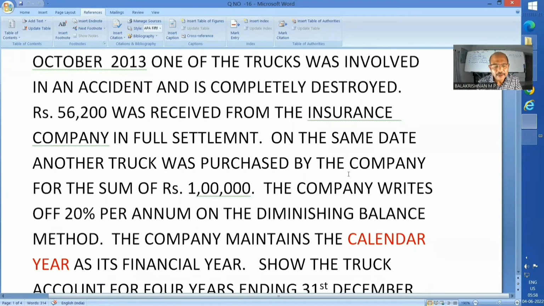Okay. And one of the trucks in the lot of first purchase has been lost by way of an accident or destroyed, and we have made an insurance recovery also. On the same date, one more unit has been purchased. So just jot down all these points so that you feel yourself very comfortable. Okay. Now let me explain to you the answer that I have worked out for you.